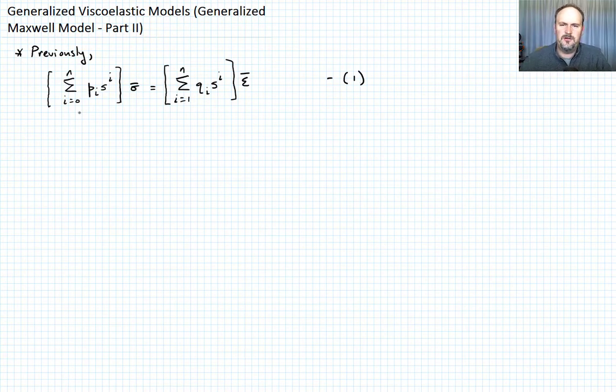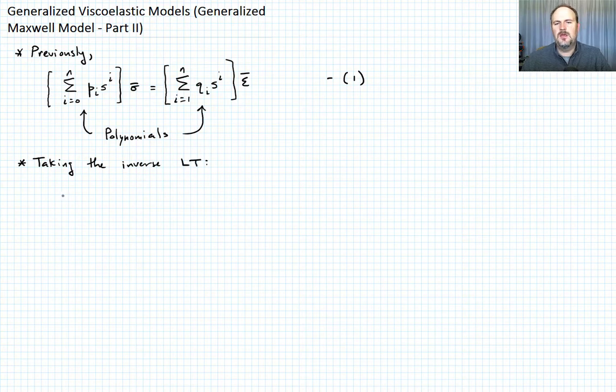The key feature to remember as we're trying to get back to the time domain is that these terms on this side are all polynomials, which makes it very convenient for us to look up the inverse Laplace transform. So let's go ahead and take the inverse Laplace transform. But I want to give you an example of a single term before we write the general case.